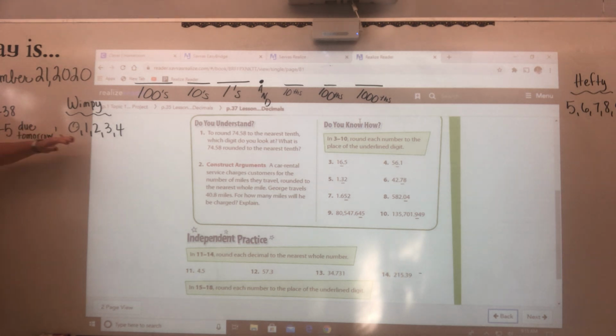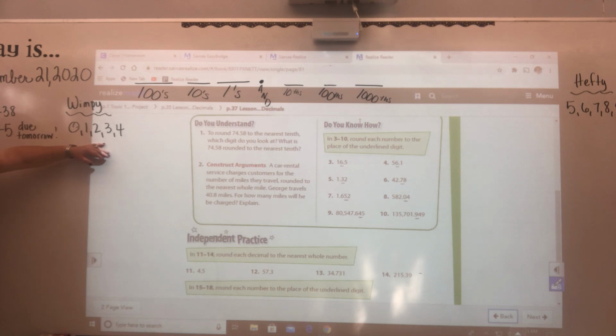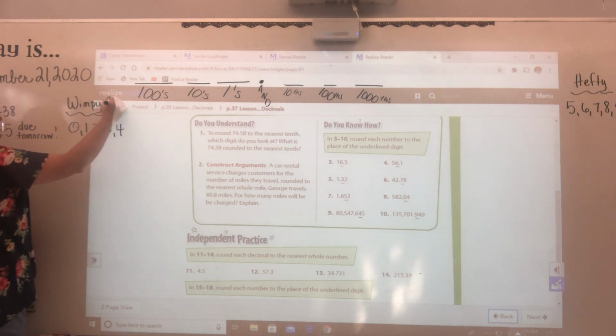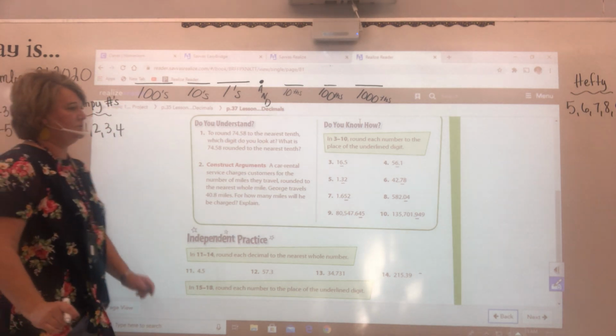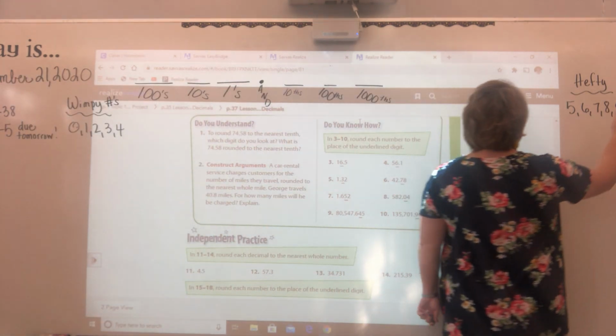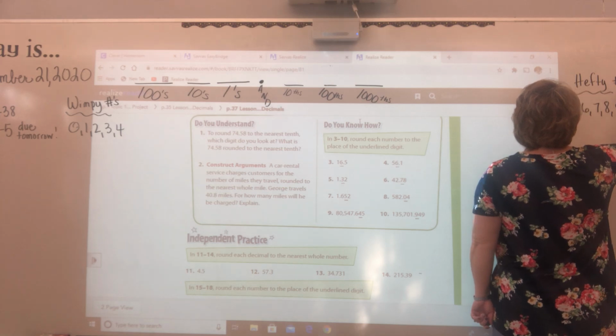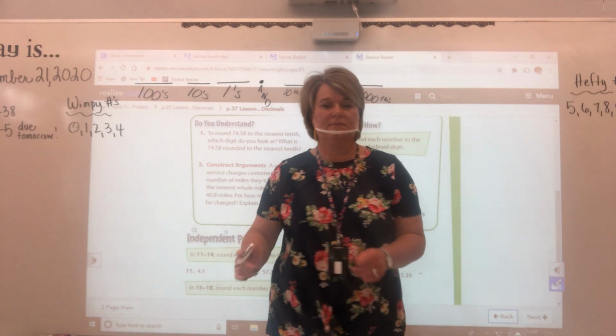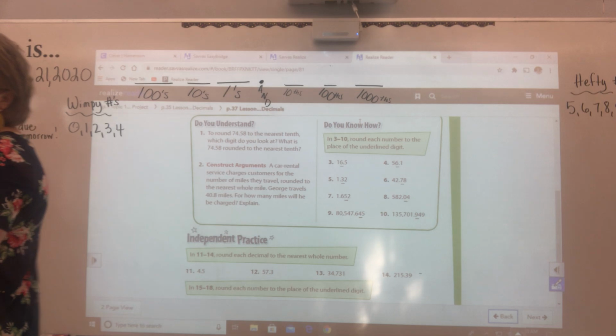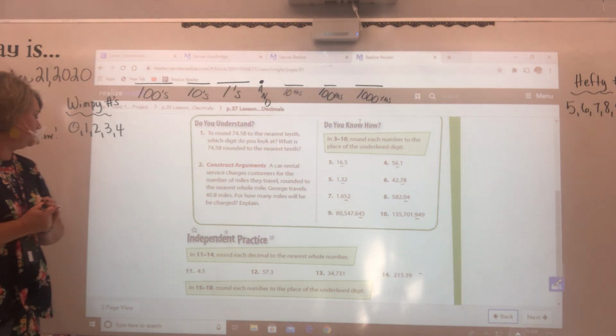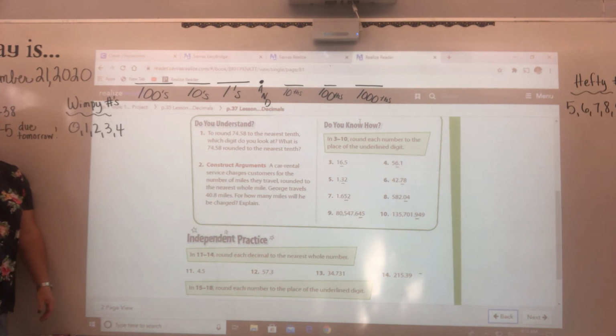You also need these words that say wimpy. 0, 1, 2, 3, 4. These are wimpy numbers. In fact, I'm going to add the hashtag sign for numbers. But over here, hefty numbers are 5, 6, 7, 8, 9. 5, 6, 7, 8, 9 are hefty numbers. So you need every bit of that.